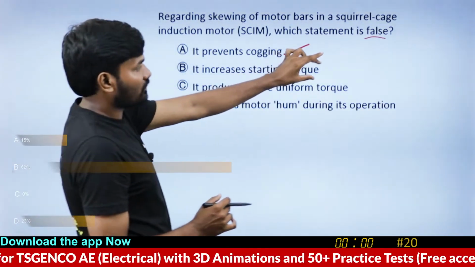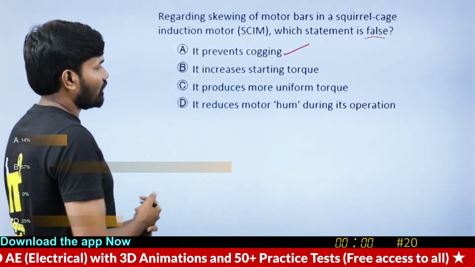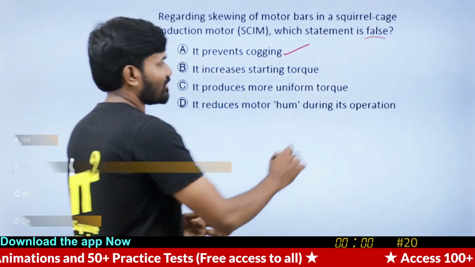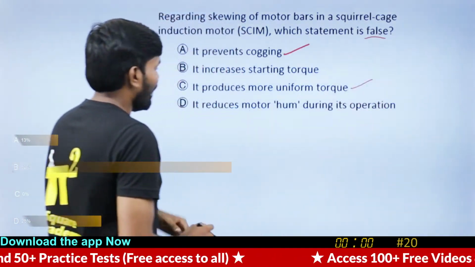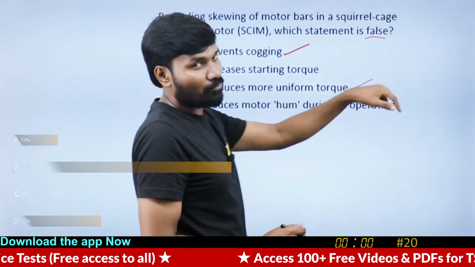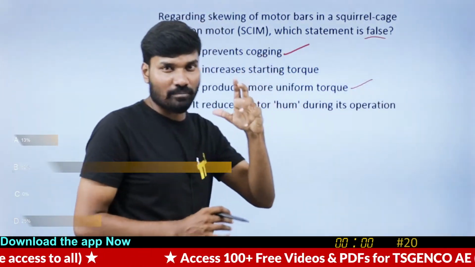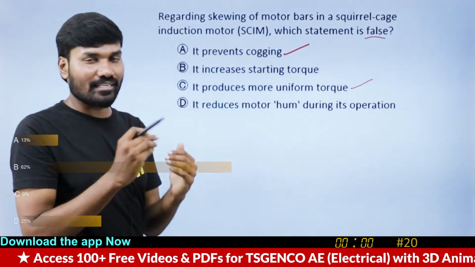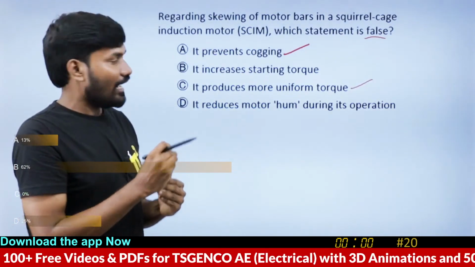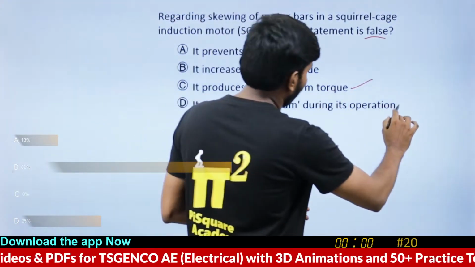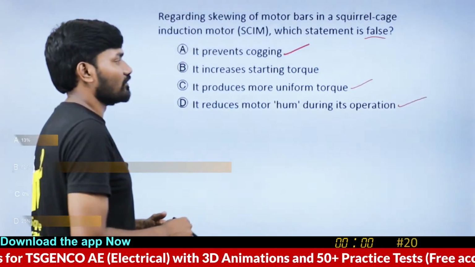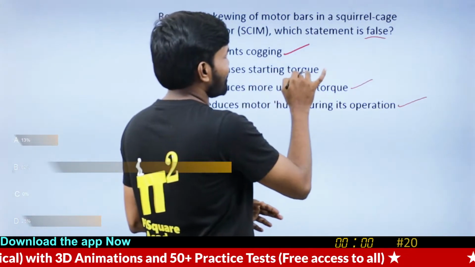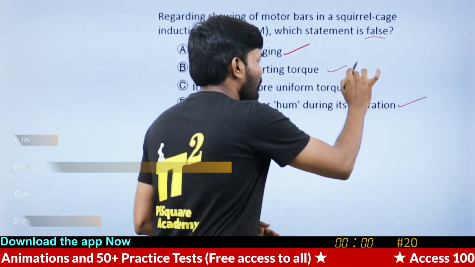Now let's talk about this, that's Raju's question. It produces more uniform torque. Yes, this is right. It reduces the motor hum during operation. There is a hum sound because of the non-uniform torque. When there is a non-uniform torque, a hum is produced. As the torque is uniform, it reduces the hum during operation. That's also true. Now coming to the increase in starting torque, this is also true.